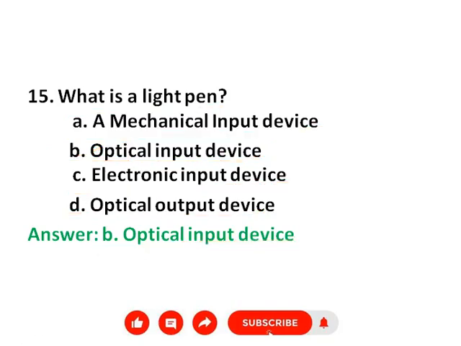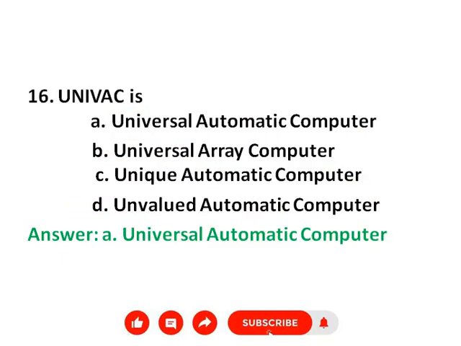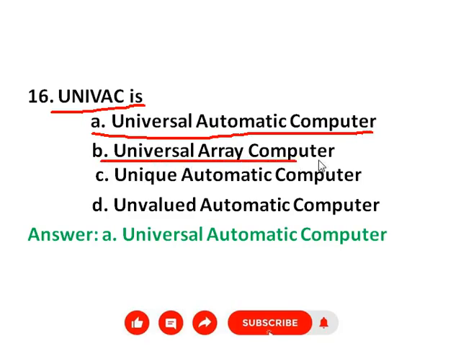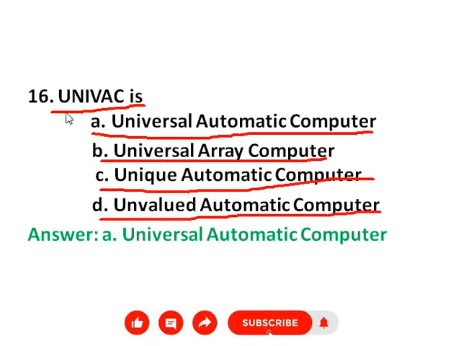Our next question is, what is UNIVAC? Option A, Universal Automatic Computer. Option B, Universal Array Computer. Option C, Unique Automatic Computer. Option D, Unvalued Automatic Computer. So here correct answer is option A, Universal Automatic Computer.